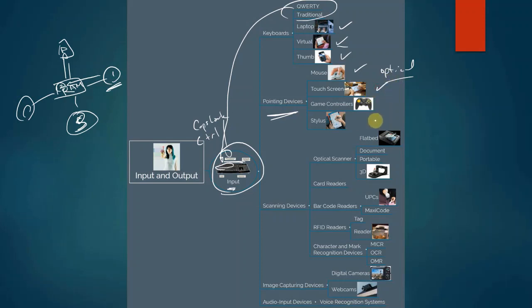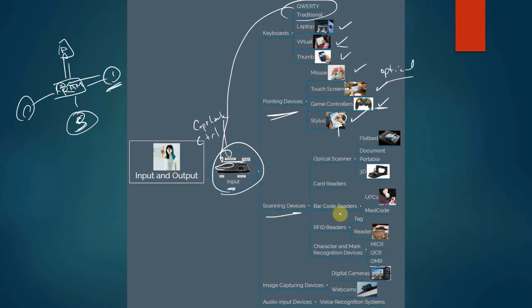You also have your touch screens for those of you who have smartphones and tablets. You also have game controllers, which are input devices, but they can actually also be output devices. And of course you have a stylus. I'm using a stylus to give this particular presentation to you guys. Here a stylus is being used to write on a particular tablet.